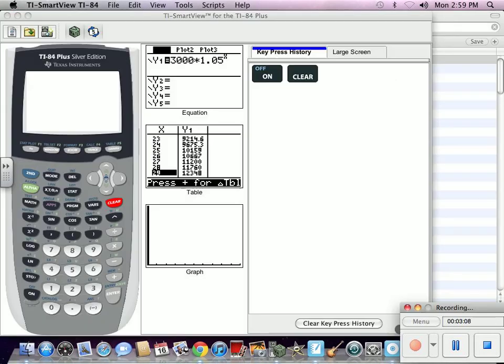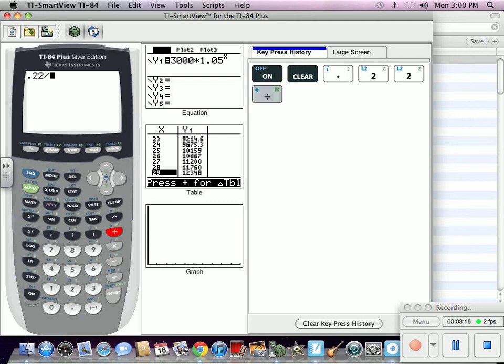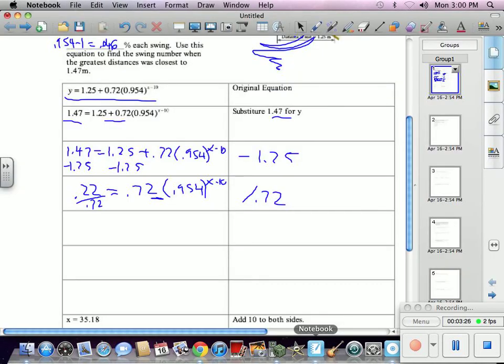All right. So now I'm going to say 0.22 divided by 0.72 equals 0.305555556. Okay, here we go. So we'll switch back over. 0.30556 equals 0.954 to the x minus 10.